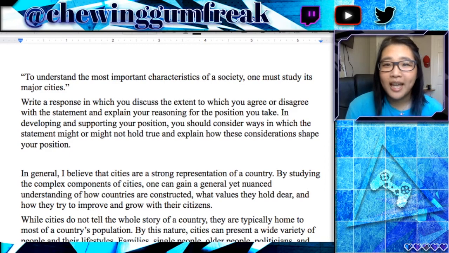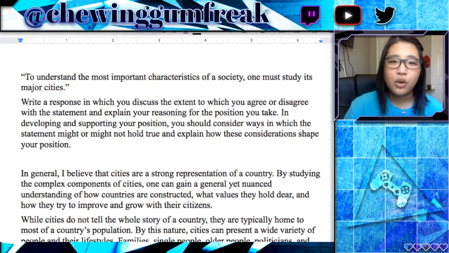So I actually am pretty proud of this introduction because it shows my position clearly, but it also shows a little bit of nuance. So it's not just that cities are incredibly important, but that they give you insight into how things work and give you context for all of it. In addition, you can see the second sentence that I have, starting with, by studying the complex components of cities, I actually outline the topics for each of the body paragraphs. This is really useful because as a reader, you know exactly what you're going to be getting into for the rest of the body paragraphs.